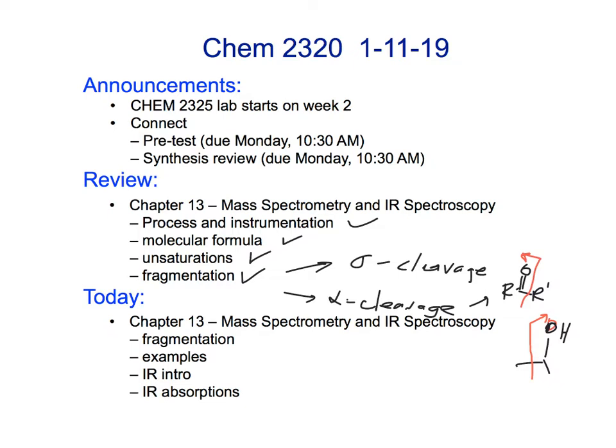We're going to look at some more examples now. We're going to look at some more fragmentation and some mass spec examples, comparing different structures like we started last time. After we finish that, we're going to start into infrared spectroscopy. We're going to learn about how that works, what it looks at, and some characteristic absorptions that we can interpret in those spectra.